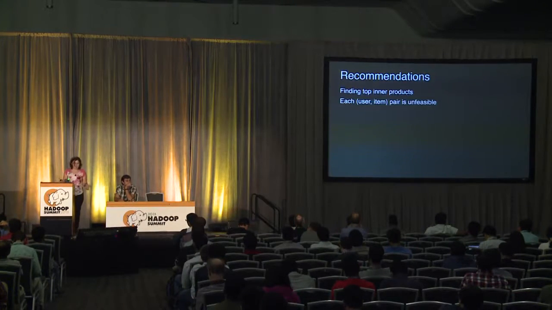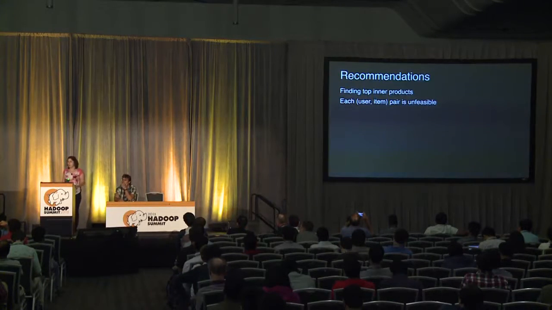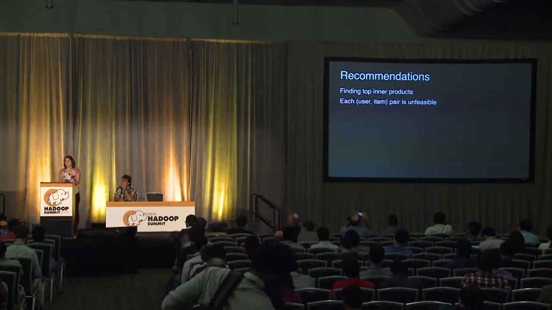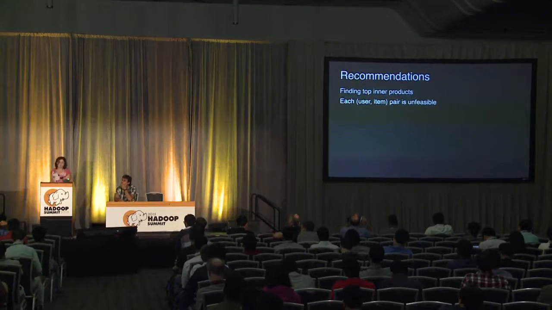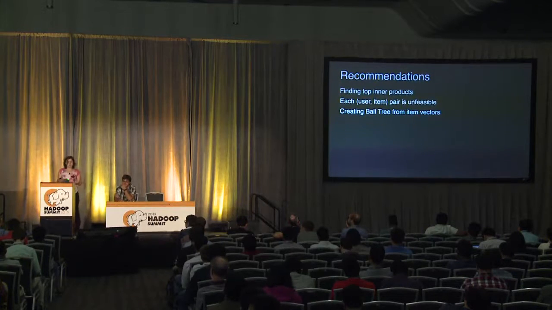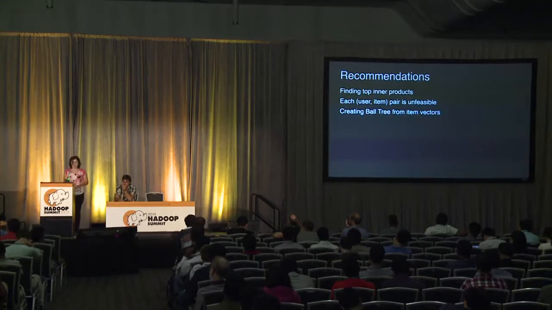A simple thing we can do is look at each user item pair, compute the score, and then find the top scoring ones. But imagine that we have a billion users and tens of millions of items. This becomes unfeasible even in a distributed setting. So in order to overcome this issue, we decided to use the ball tree data structure for holding item vectors and searching the top scoring ones for the user.